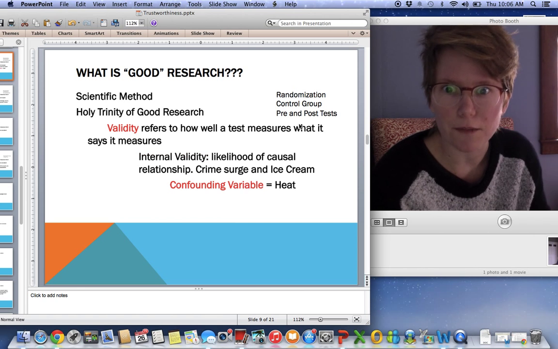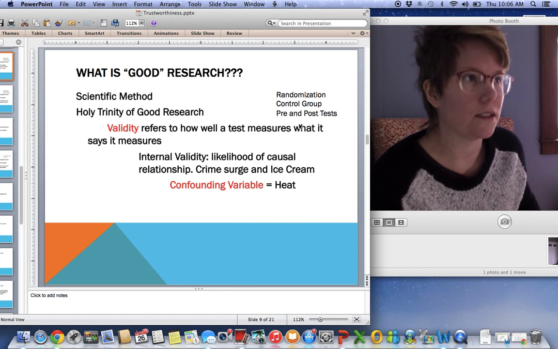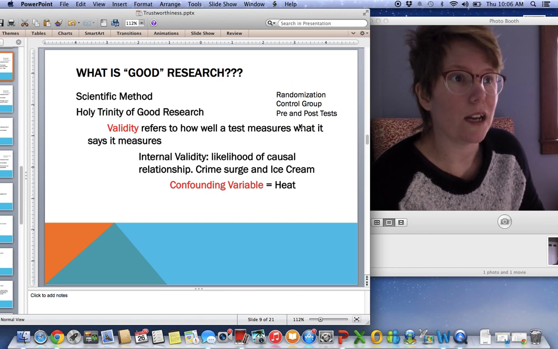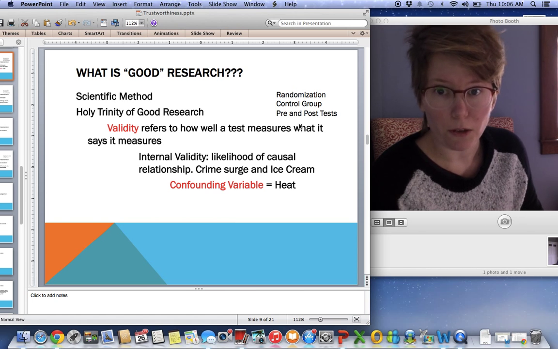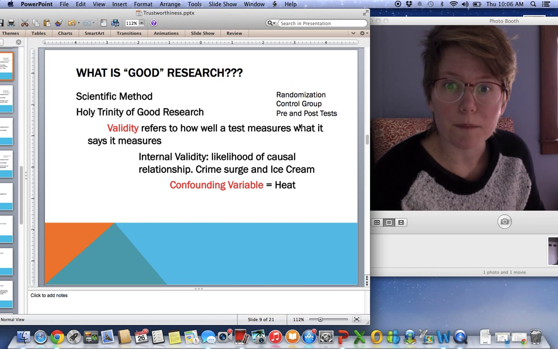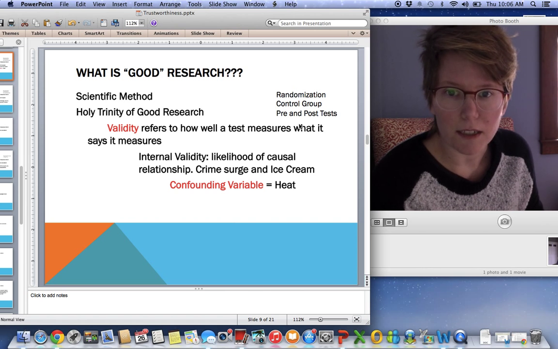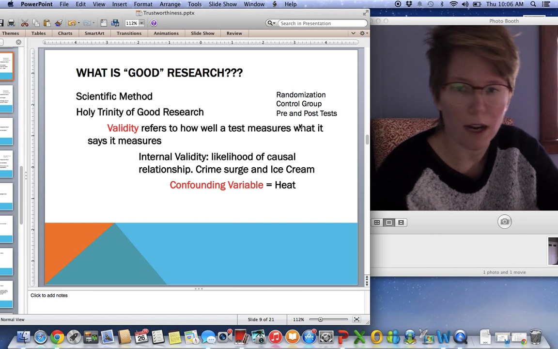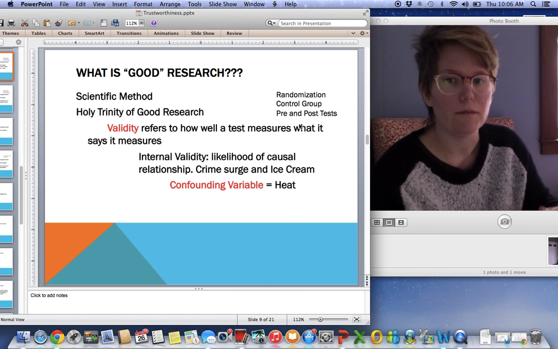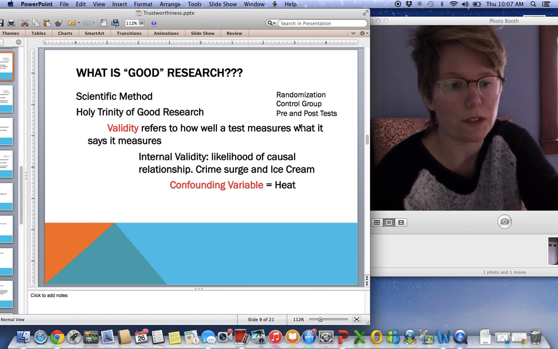There's a confounding variable there, right? The heat. There was a heat wave, and we know that when it gets really hot outside, people go a little nuts and there's more crime. Also, when it's hot, people like to eat ice cream. So this is a great example of a threat to internal validity. There's no causal relationship between ice cream and crime, or crime and ice cream. They might correlate, they might happen at the same time, but there's no causal relationship there.